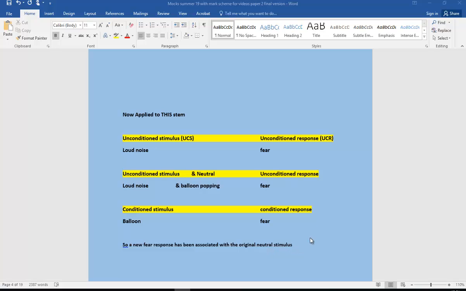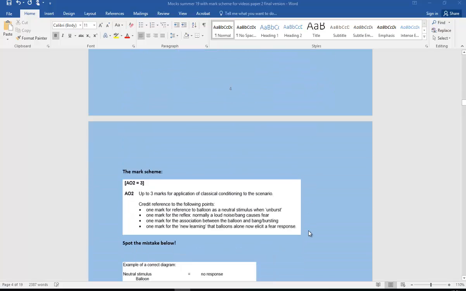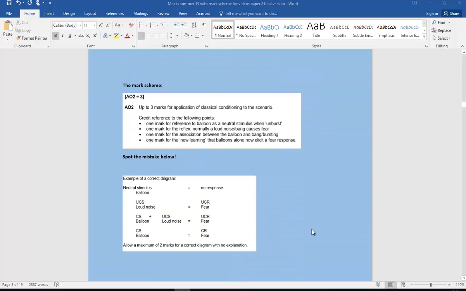Okay, let's have a look at the mark scheme for this from one particular paper. So this is what they had in the mark scheme. There's some information, but spot the mistake. Something in here that isn't quite right. So just pause the video and have a look and see what you think.